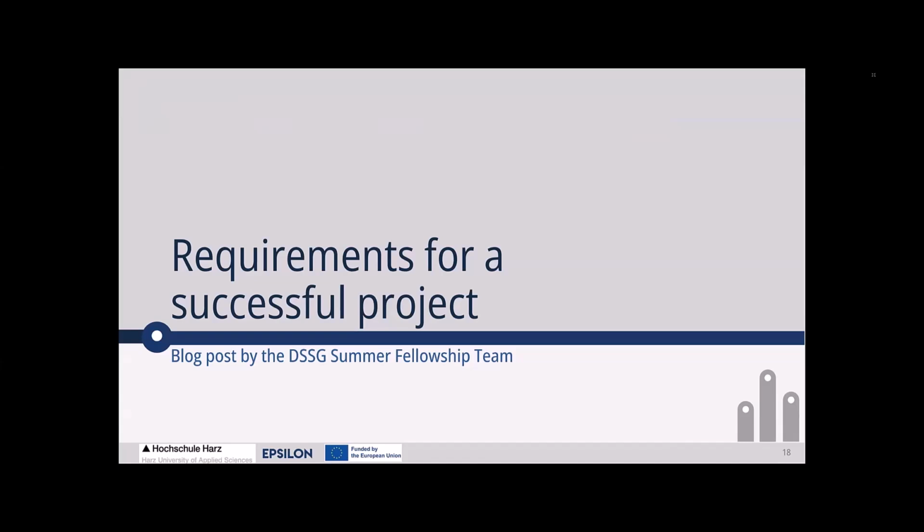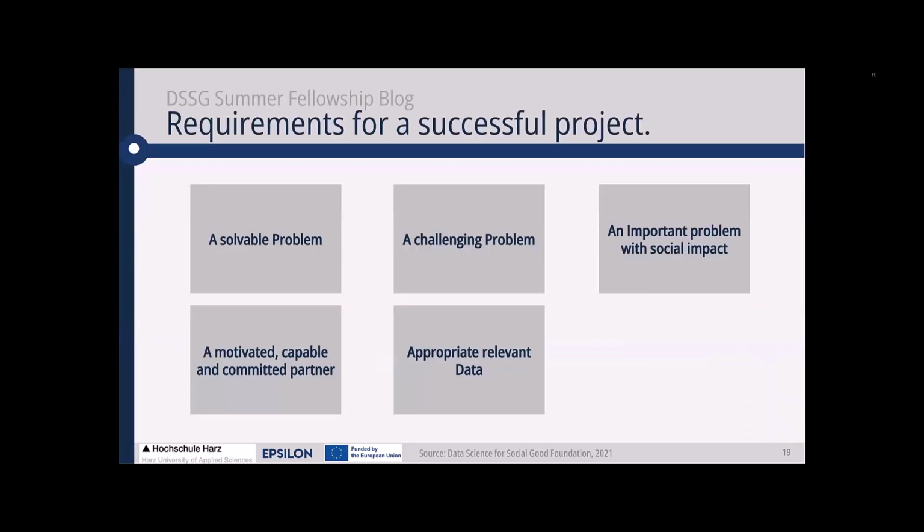So now, after we talked about the characteristics of a project, we would like to talk about the requirements for a successful project. So what do you need in order to start a successful project in the field of social data science? Here we refer to the Data Science for Social Good Summer Fellowship team and the information they provided to us. You find the full list of references at the end of the presentation.